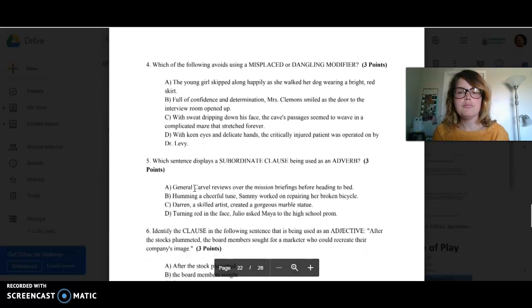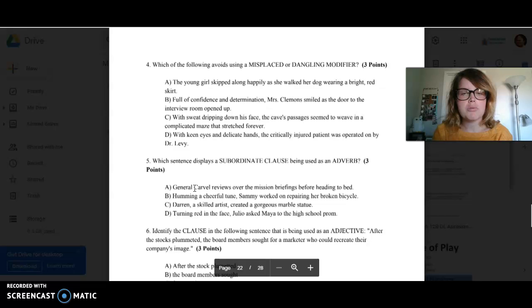Number 4, which of the following avoids using a misplaced or dangling modifier? A, the young girl skipped happily along as she walked her dog wearing a bright red skirt. B, full of confidence and determination, Mrs. Clemens smiled as the door to the interview room opened up.